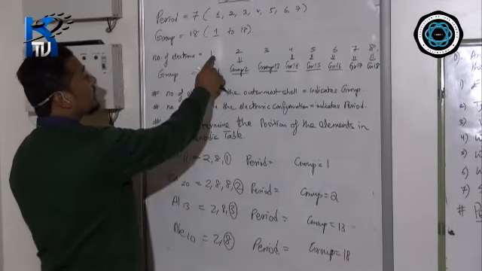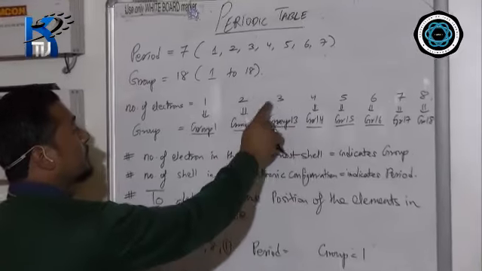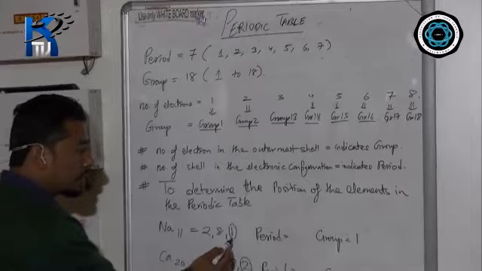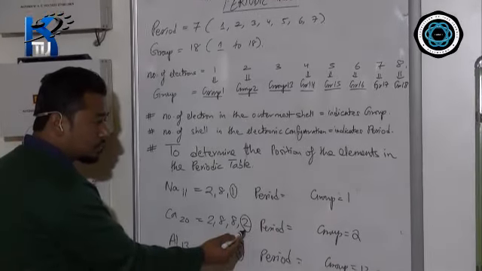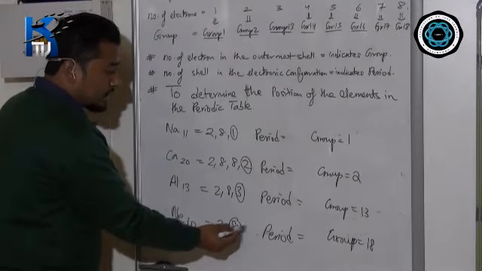So if the outermost electron is 1, you say group 1. If 2, you say group 2, but from 3 onwards you have to say 13, 14, like that. So outermost electron 1, group 1; outermost electrons 2, group 2; outermost electrons 3, we write 13; and outermost electrons 8, group 18.